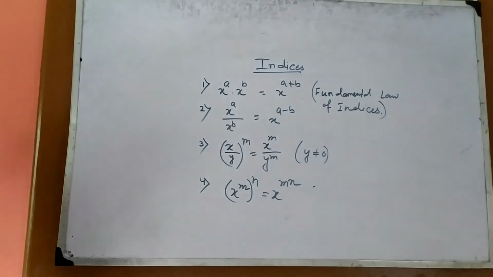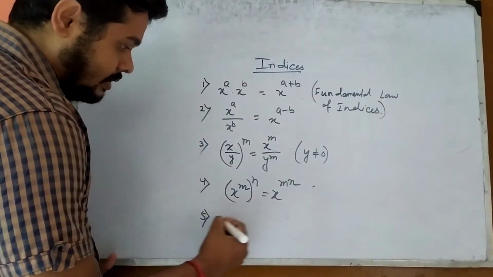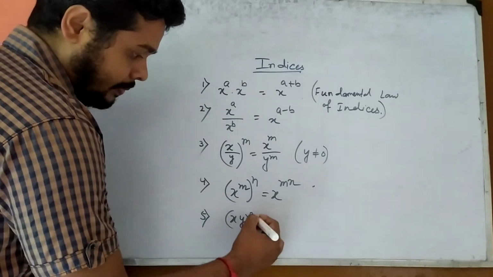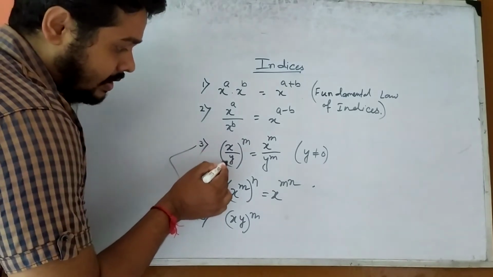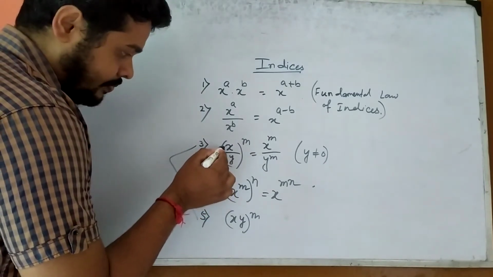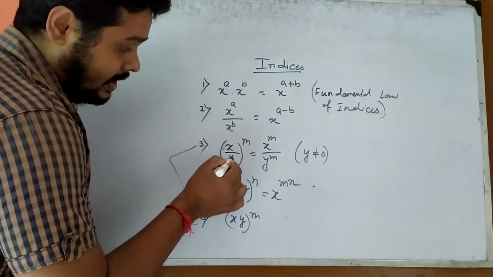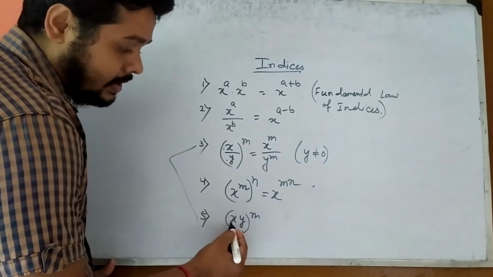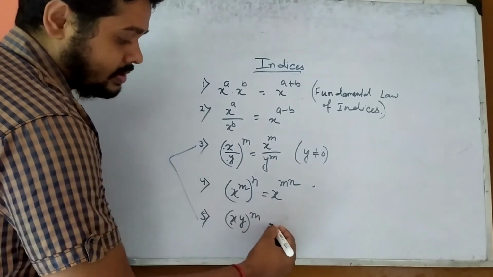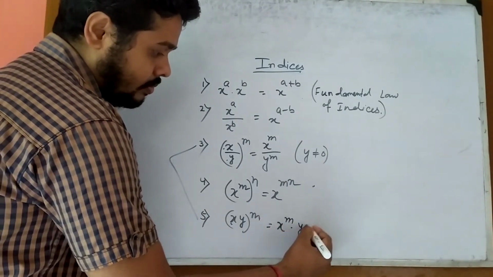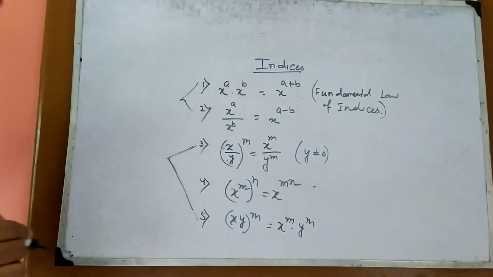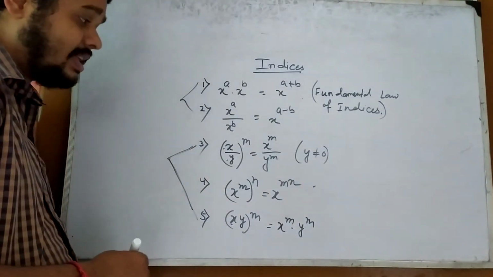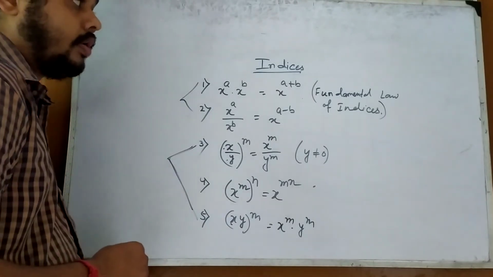Okay, now next one, xy whole to the power m. It is quite similar to problem number 3. Why? Because there the bases are different, but they are in division form. Here the bases are in multiplication form, but both the components are the same, so we can distribute the components also. So 3 and 5 are the same, 1 and 2 are like the same. Okay, these are the 5 basic laws of indices.